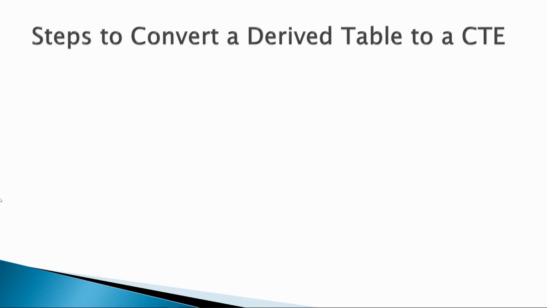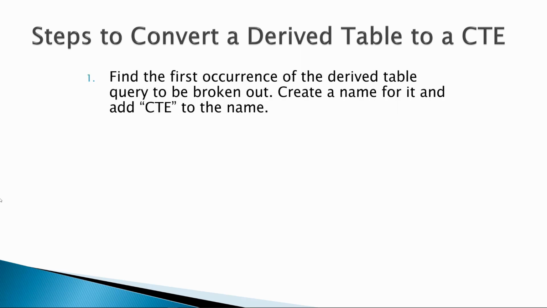But to convert that to a CTE, the way we would do it, find the first occurrence of the derived table, create a name for it, and add CTE to the name. Now, this is one of those things that there's some debate out there over whether you should put CTE in the name of your CTE results or not. And I'm not a big fan of naming views view underscore or procedures proc underscore, because I think that's silly. But the difference is those are things that are kept around permanently.